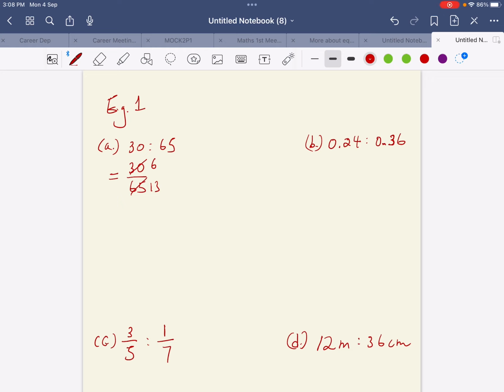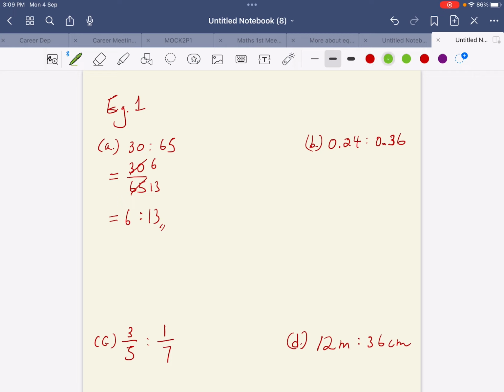So then you will get 6 to 13, but you cannot write the answer in fraction form because this is a ratio. So you must convert this back into a ratio format, which is 6 to 13. We call it 6 to 13. Then this is our final answer.